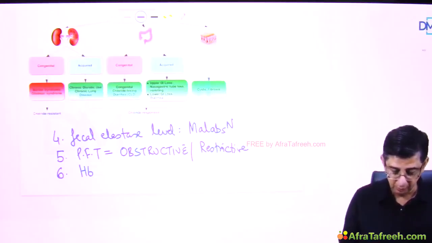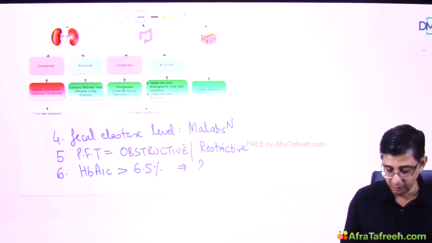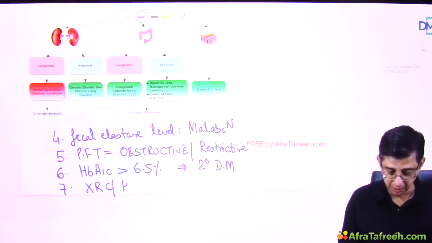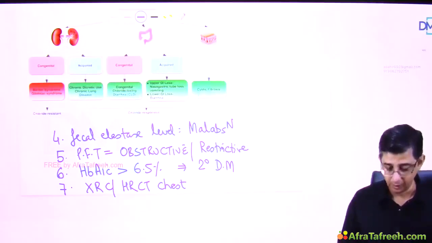These patients can develop diabetes mellitus by the second decade of life, so HbA1c would be done. This can identify secondary diabetes mellitus. The seventh investigation would be an X-ray chest and HRCT chest, the images of which I have already shown you with respect to bronchiectasis and dilated airways in the patient.